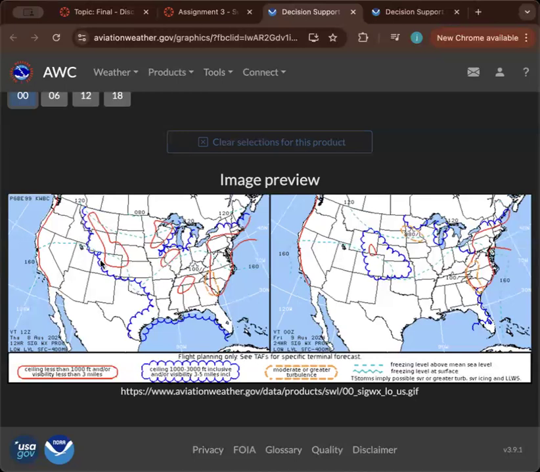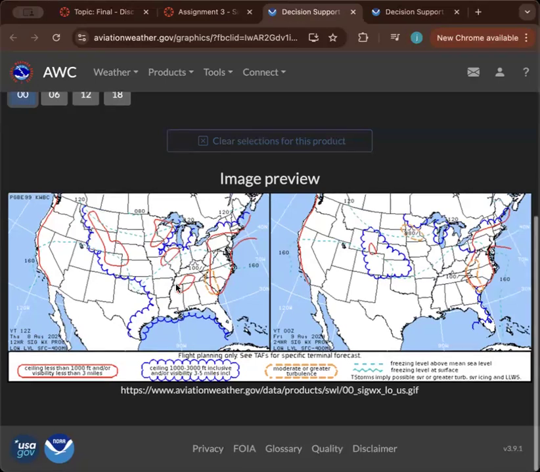Freezing levels we can see by these blue lines that stretch across the United States. Above mean sea level, it shows the elevation. So here on the side of California, it shows that it's 16,000 feet. Up in northern Idaho, we've got 12,000 feet. So it just shows you about how high the freezing level is.